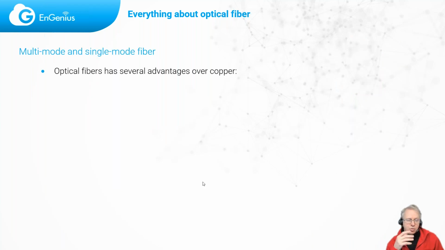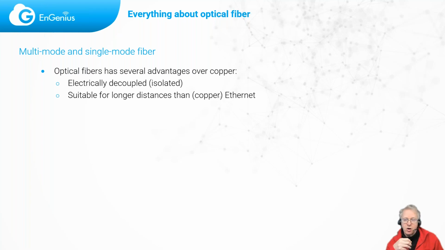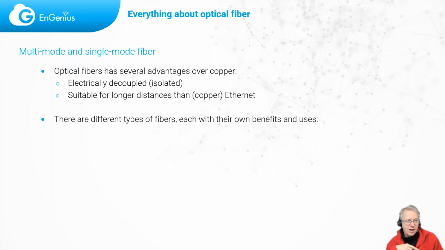So, about multimode and single mode: optical fibers of course have several advantages over copper. It's electrically decoupled. If something fries because of an overvoltage, it will only stay on the one side because the optical fibers will not transmit the voltages. It's suitable for longer distances than copper Ethernet, which is probably the biggest plus and the reason why we're using it. There are different types of fibers, each with their own benefits and uses.